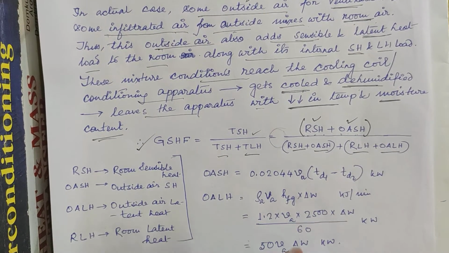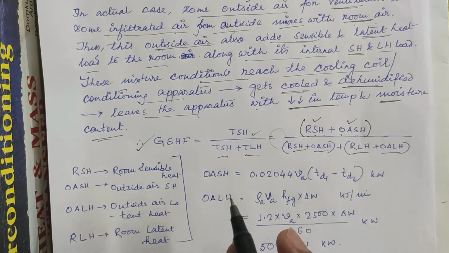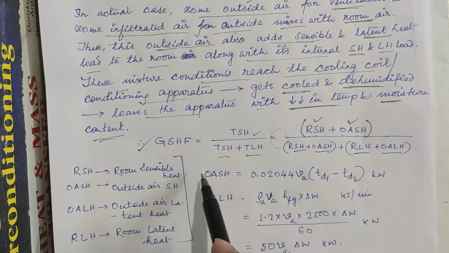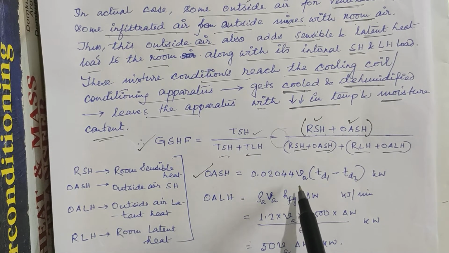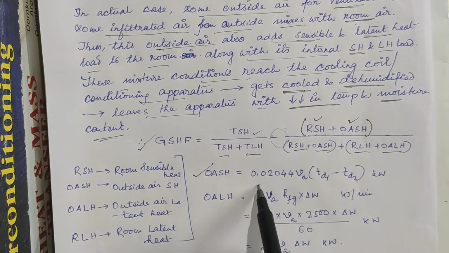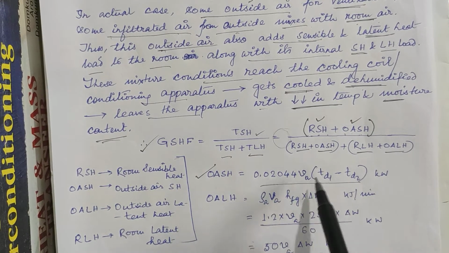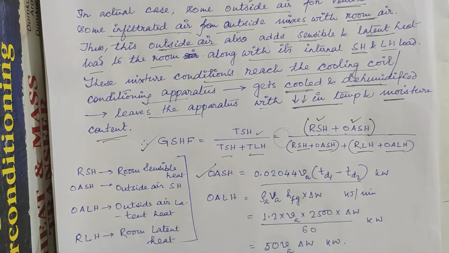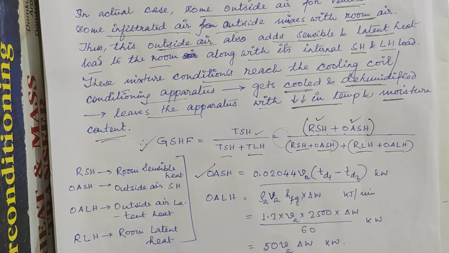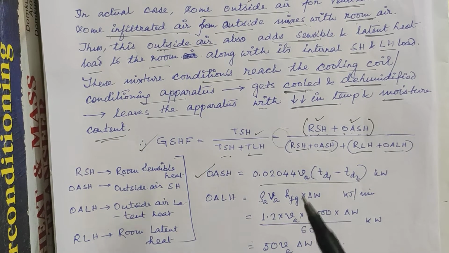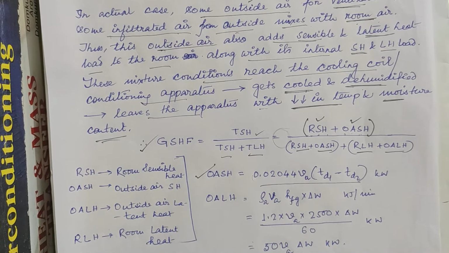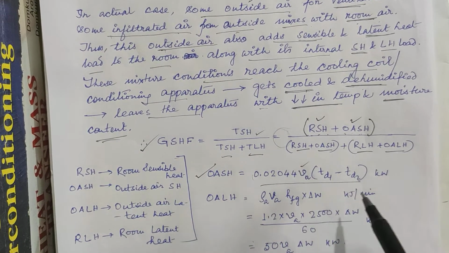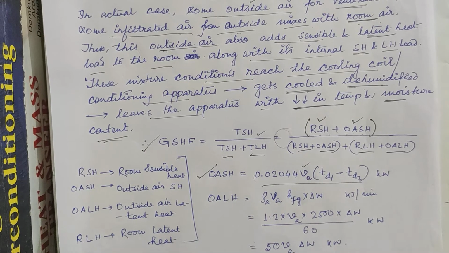Now in one of the previous classes we discussed the amount of sensible heat required or added to the system, if we go for only sensible heating or sensible cooling, that is equal to m Cp delta T, the change in dry bulb temperature. Here m equals rho into V. If we put the value of rho into Cp, then we get the factor 0.02044 into V, where V is the volume flow rate, into the change in dry bulb temperature.